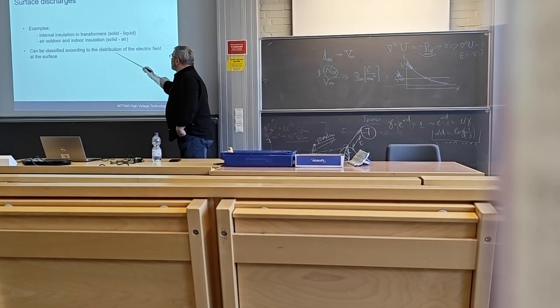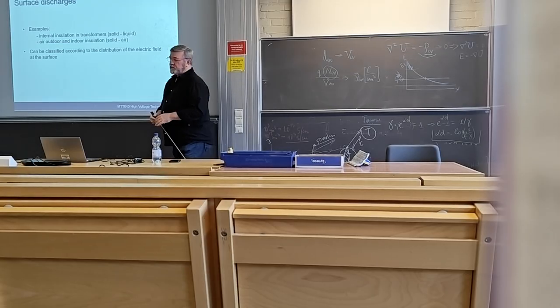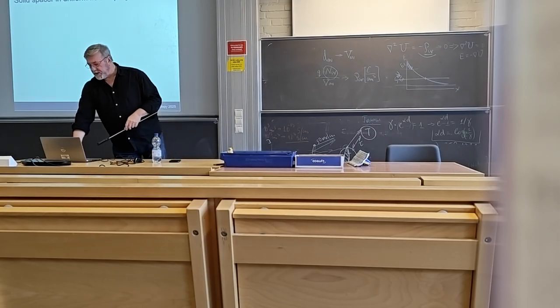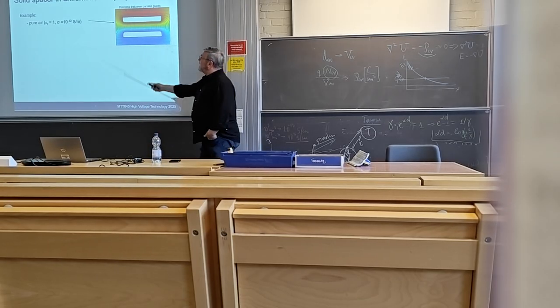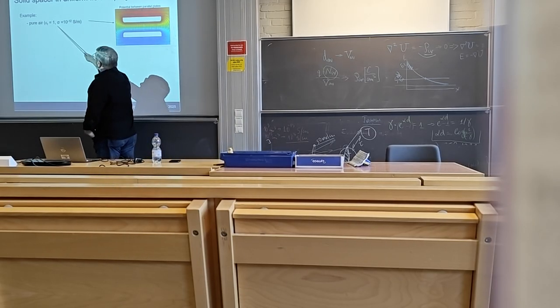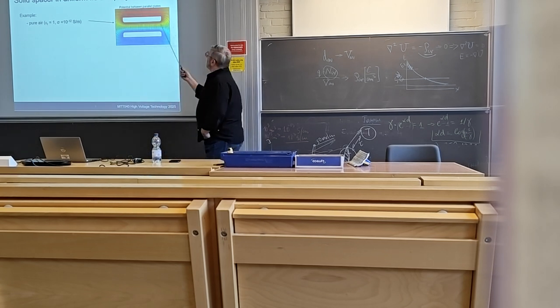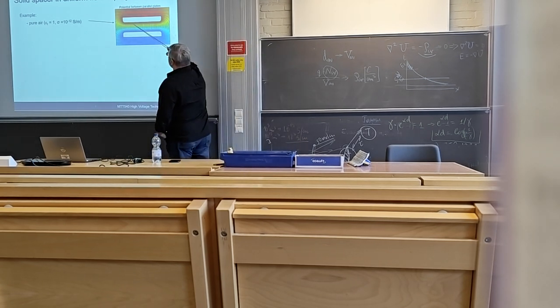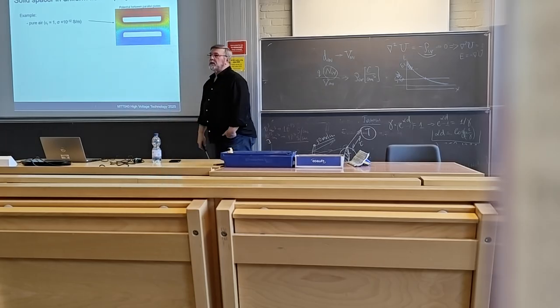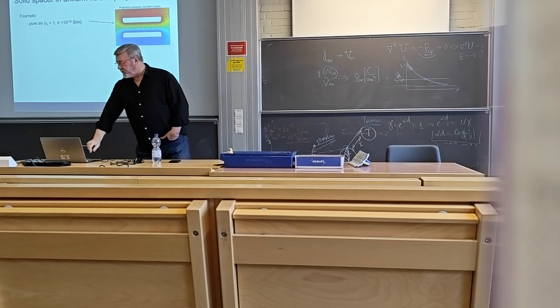Can be classified according to the distribution of the electric field in the surface. So example here, very simple thing. Two parallel plates. You have air with certain conductivity, permittivity 1, and then you apply some potential, and then you have the field which is uniformly distributed, right? So, fantastic. Nothing like this happens in practice.